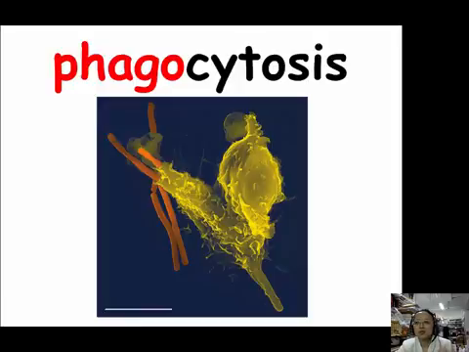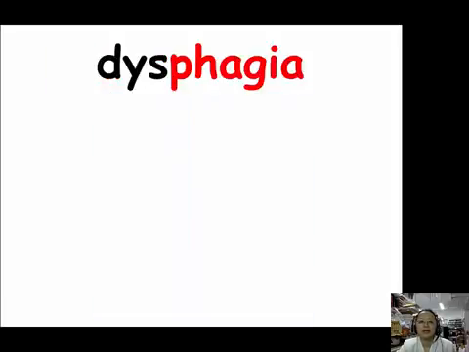And after it's swallowed, the material is taken into the cell in membrane-bound vesicles called phagosomes, that originate as pinched-off invaginations of the plasma membrane. Phagosomes fuse with lysosomes, forming phagolysosomes, in which the engulfed material is killed and digested. That's phagocytosis. And our example for the suffix phagia is dysphagia.